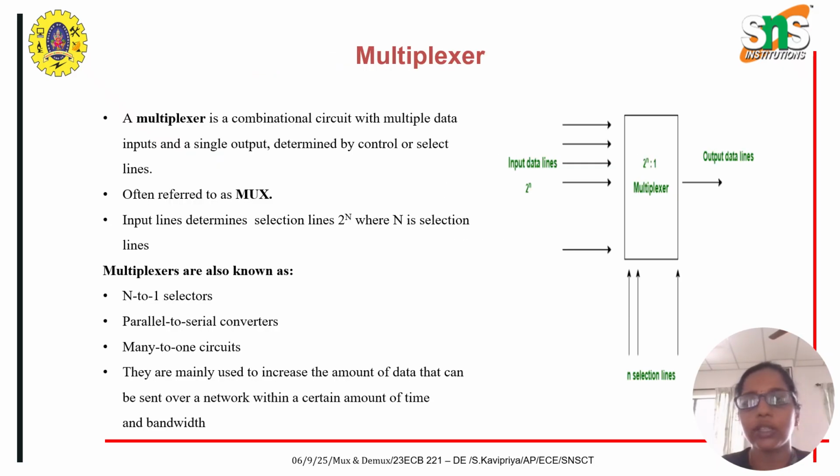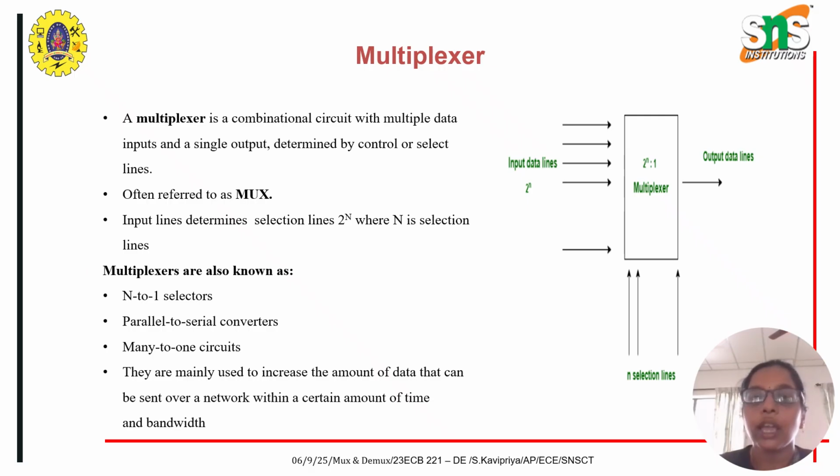Multiplexer is a combinational circuit. A combinational circuit is one in which output at any instant of time depends only on the present input. So multiplexer, demultiplexer, adder, subtractor, encoder, decoder, everything comes under the combinational circuit. A multiplexer is a combinational circuit which has n number of inputs, and any one of the n inputs will be transmitted to the output line based on the selection line. The selection line is represented as capital N.